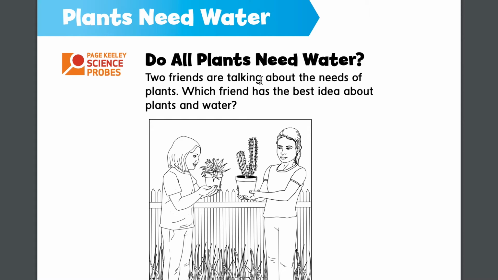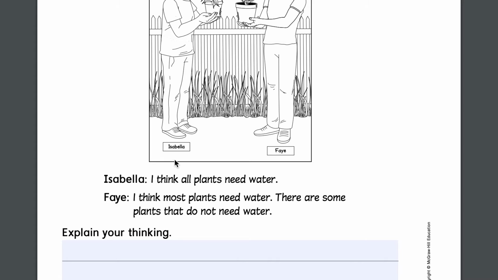Do all plants need water? Two friends are talking about the needs of plants. Which friend has the best idea about plants and water? Isabella says, I think all plants need water. And Faye says, I think most plants need water, but there are some plants that do not need water. Who do you think is right? It's Isabella. All plants do need water.